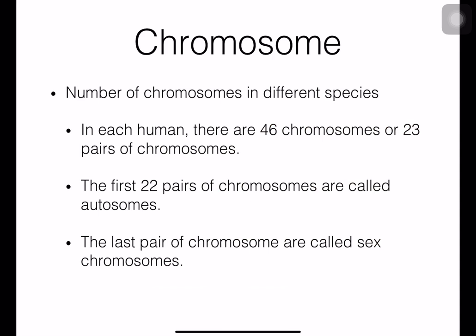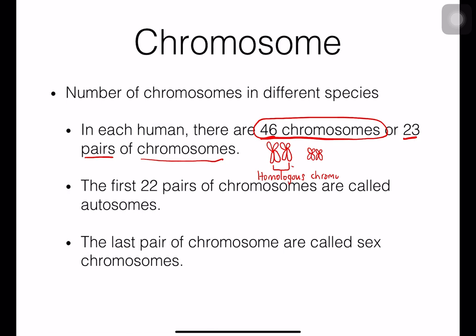Okay, in human, they have 46 chromosomes, and each chromosome here has its own pair. They look the same like this, okay. And so from 46, they are in pair form like this. This is first two pair maybe, okay. So we can count the number as 23 pairs of the chromosome. And we name these two chromosomes as homologous chromosomes, okay.